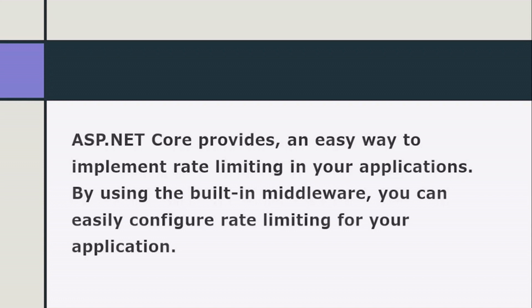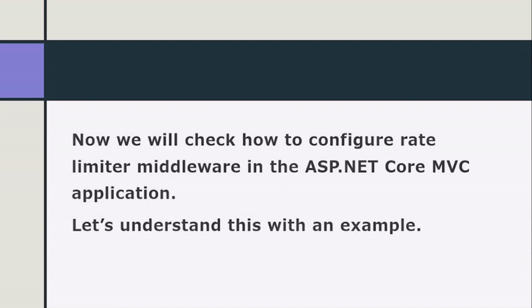ASP.NET Core provides an easy way to implement rate limiting in your application. By using the built-in middleware, you can easily configure rate limiting for your application. Now we will check how to configure rate limiter middleware in an ASP.NET Core MVC application. Let's understand this with an example.